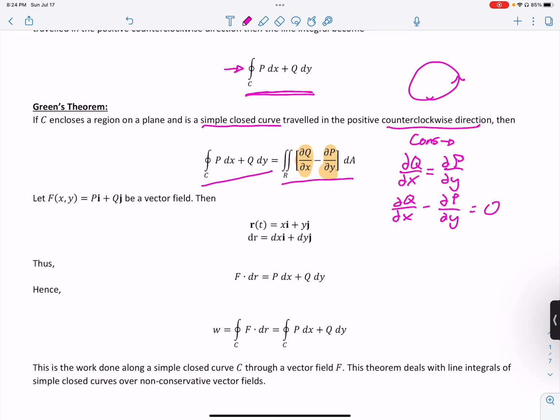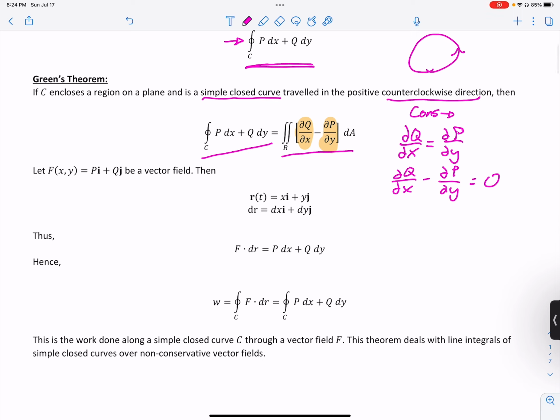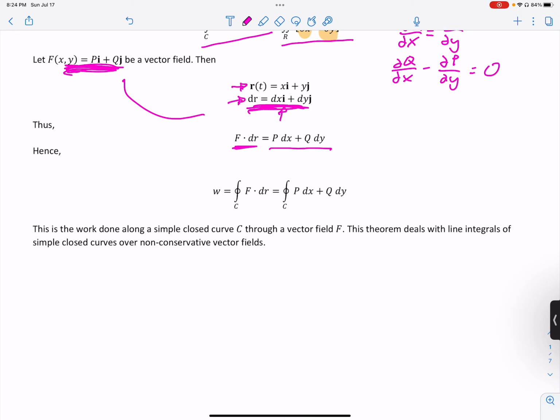That's all it is. So this talks through how, if we're given a direction, we can do a dr. This is where this comes from, why it still works. It's the dot product of these two vectors, the field and dr. So work looks like that, as long as it's a simple closed curve.